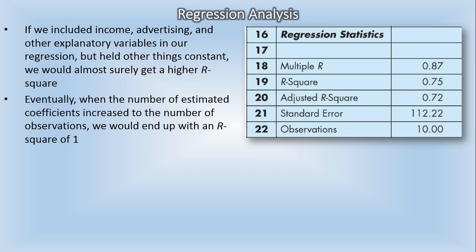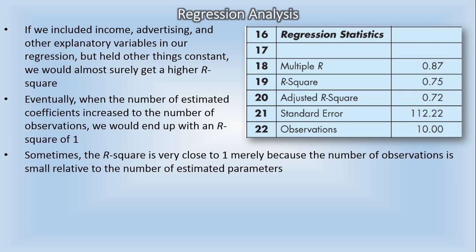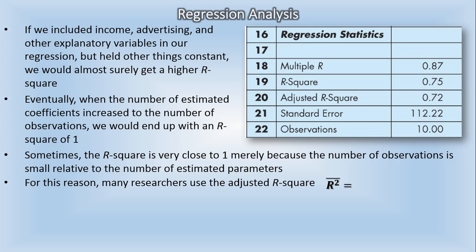Eventually, when the number of estimated coefficients increased to the number of observations, we would end up with an R square of 1. Sometimes the R square is very close to 1 merely because the number of observations is small relative to the number of estimated parameters. So for this reason, many researchers use the adjusted R squared. The adjusted R square is equal to 1 minus (1 minus the R square) times (n minus 1) over (n minus k), the number of observations minus the number of parameter estimates. Don't worry, you won't need to know this equation.